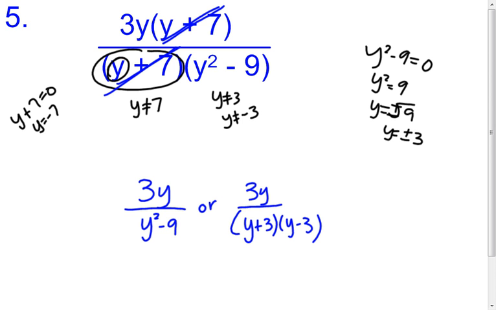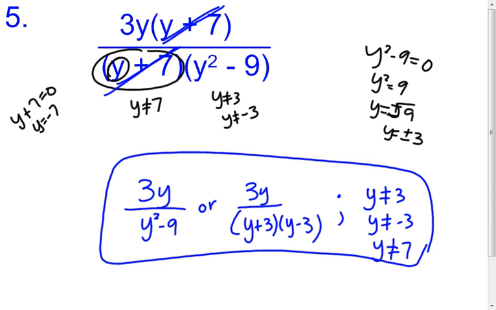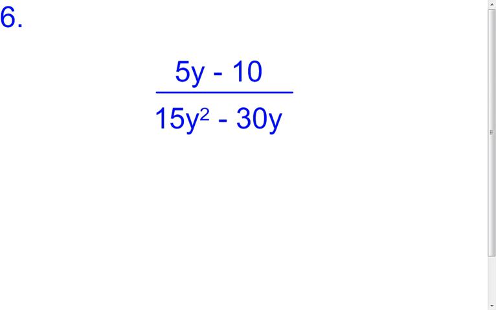Either way you want to do this, nothing cancels when I factor the y plus 3 and y minus 3, so it doesn't really do me any good to factor it, but many times something will cancel and you'll want to be aware of that. We already talked about how y cannot be 3, y cannot be negative 3, and y cannot be 7, because all of those quantities would make denominators be 0.